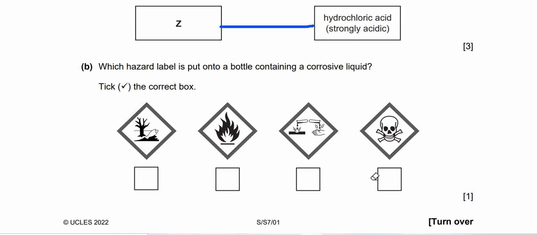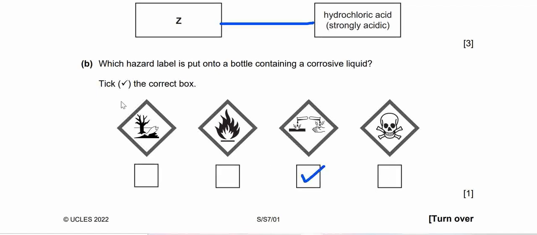10, 9, 8, 7, 5, 4, 3, 2, 1. Okay, let's open up the answer. So corrosive will be this symbol. Let's take a look one by one at these symbols.